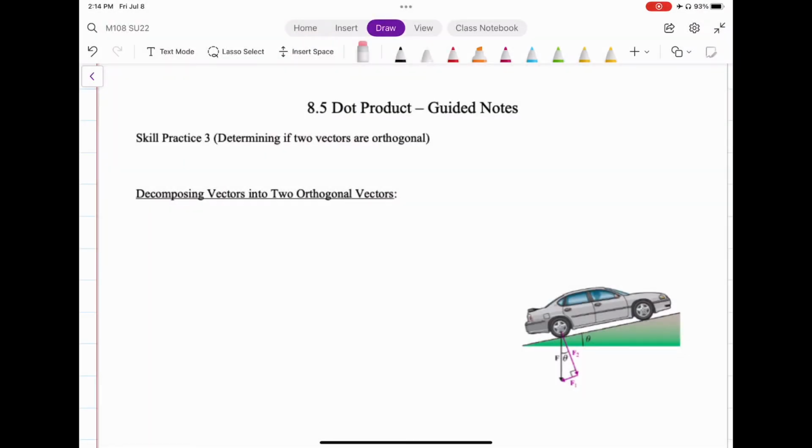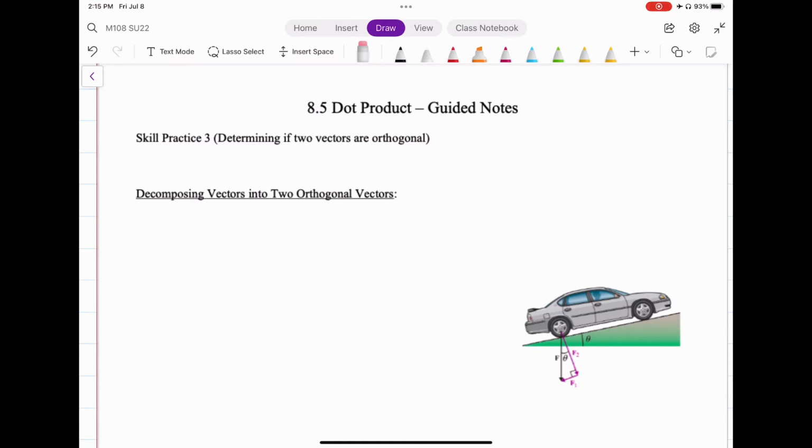Looking at this figure, we have a car that's parked on a hill. The angle of inclination of the hill is given by theta. And then we have this force vector that is straight down from the tire. We can break up that force vector into a vertical component and a horizontal component. The force that is required for the brakes to keep the car from running downhill is the opposite of F1, because F1 right now is the current force of the car, so negative F1 is going to keep the car from rolling down. F2 is the amount of force that the tires have to withstand against the ground.